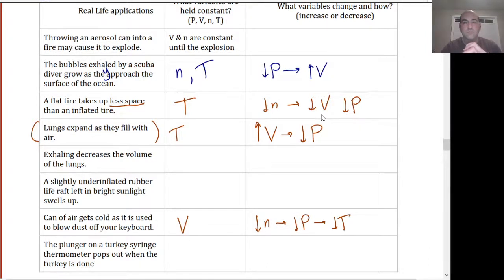So does that make sense? The pressure is not increasing, the pressure is decreasing, because the water exerts less pressure the further toward the surface you go. So as you go deeper, you have more water pressure pushing on everything. And then as the bubbles approach the surface, the pressure decreases. And so the bubbles can get bigger.